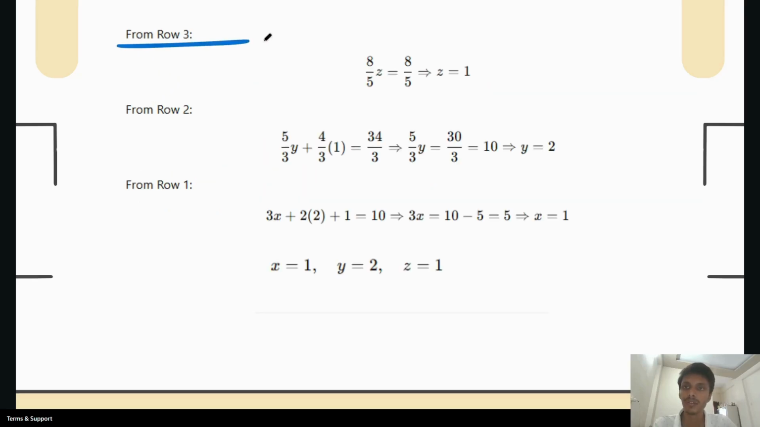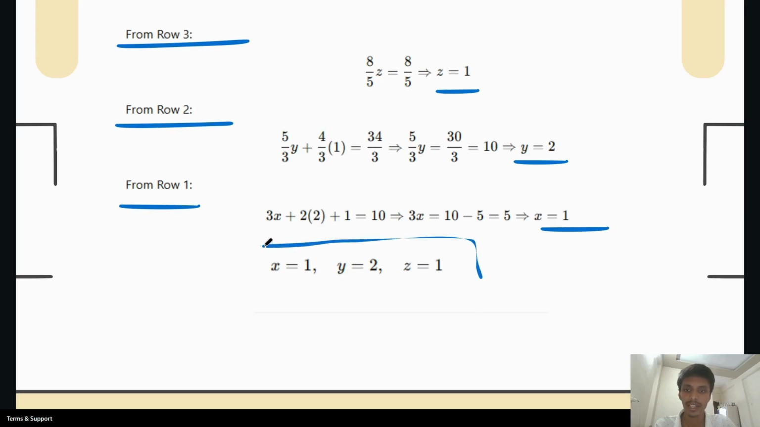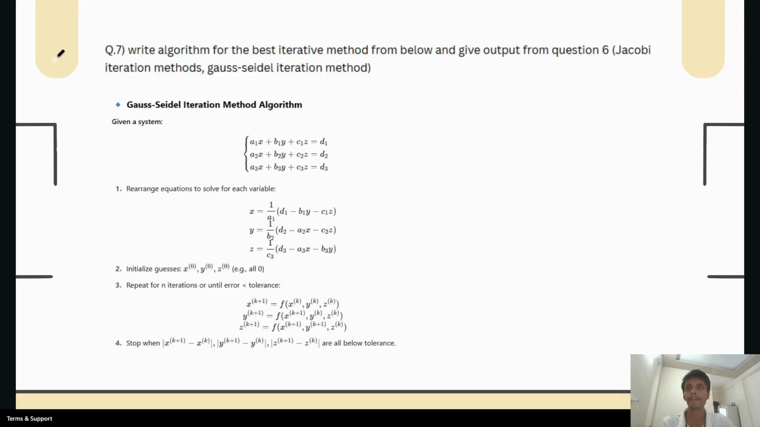We can then calculate from row 3 that Z is equal to 1, from row 2 that Y is equal to 2, and from row 1 that X is equal to 1. So the final values of X, Y, Z in this matrix are X equals 1, Y equals 2, and Z equals 1.